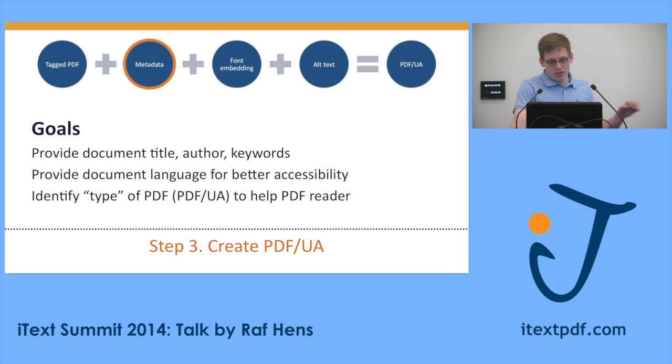So if we just add this metadata to this document, it will make it easier for the software to process this. And we also mark this document as a PDF UA document, so that a PDF reader opening this document will know what kind of document it is dealing with.